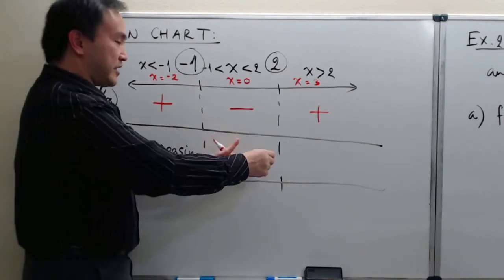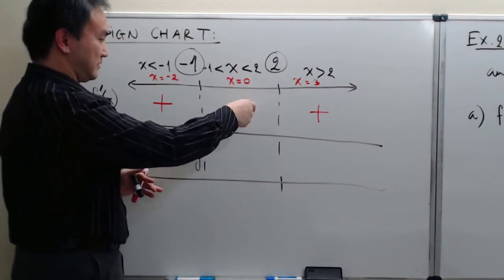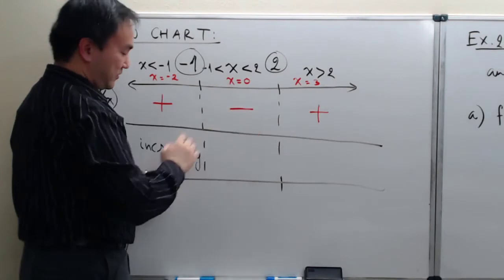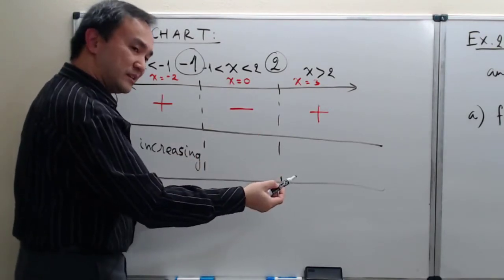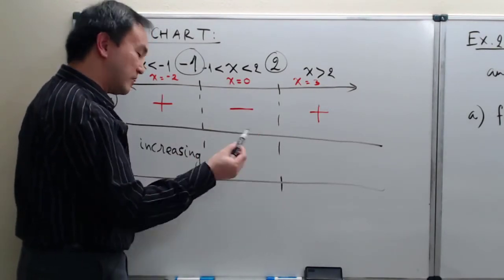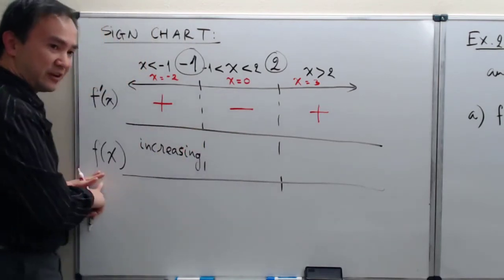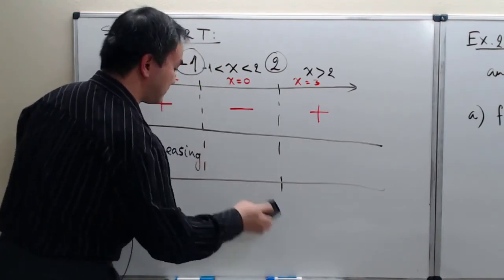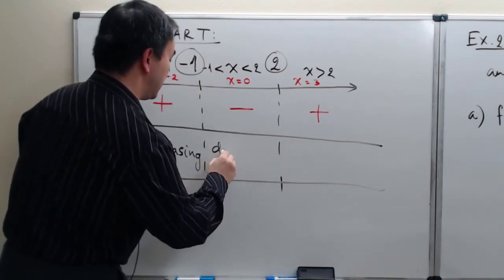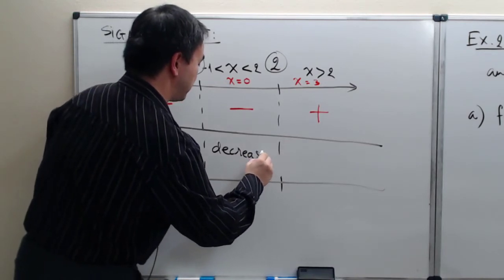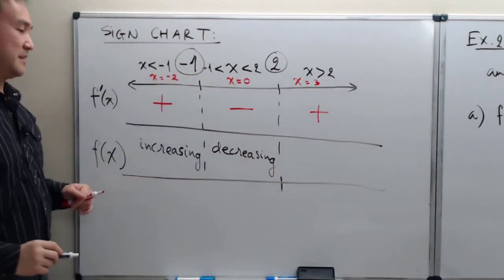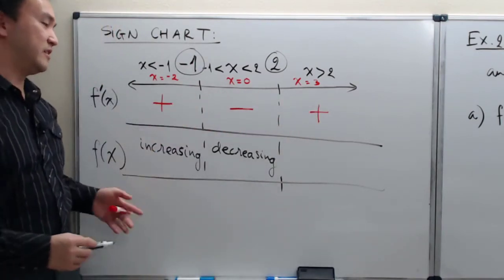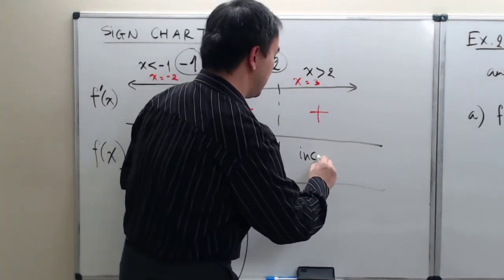And now in the next interval, the final sign of our f prime in this entire interval is a negative sign. So that's indicating, according to the general rule we have learned earlier, that the function itself here must be decreasing in this interval. And for the last interval, similar to the very first interval on the left, we are looking at another interval being increasing.